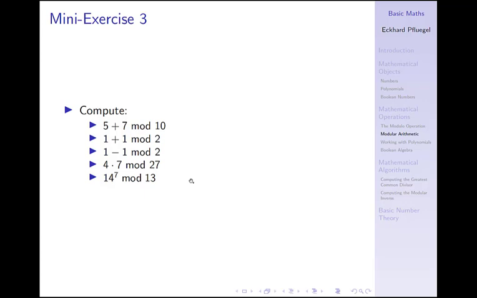So now as mini exercise 3, can you exercise the modular arithmetic based on the sum of 5 and 7 mod 10? Can you compute 1 plus 1 mod 2? Can you compute 1 minus 1 mod 2? There's a product and there's a power.